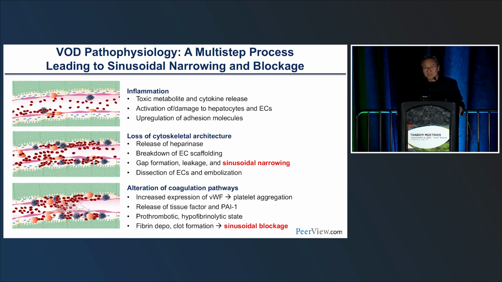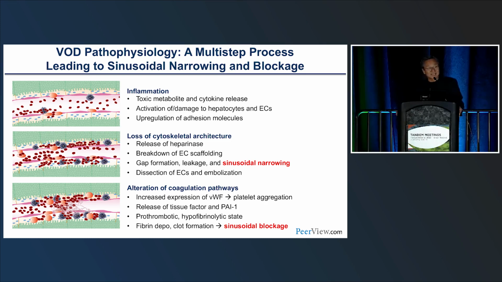So you can imagine the first step, of course, is inflammation, which is what the radiation and chemotherapy are doing. There are toxic metabolites and cytokines. You damage hepatocytes and the endothelial cells. You upregulate adhesion molecules. With that, a lot of heparinase is released, which damages the cytoskeletal architecture and breaks down the endothelial cell scaffolding. This leads to gap formation within the endothelium, with leakage and sinusoidal narrowing. And then there is dissection of the endothelial cells and embolization.